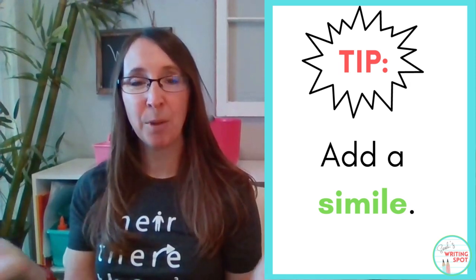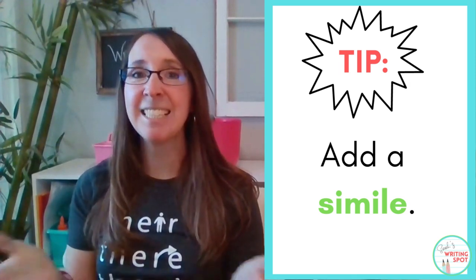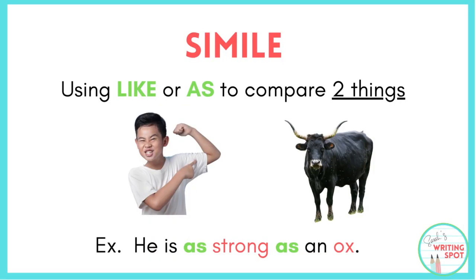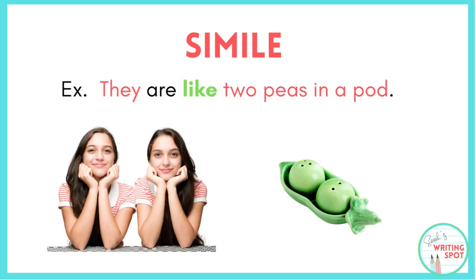In this video, we're going to learn how to add a simile. Have you ever heard of that word before? A simile is when we compare two things using the words like or as. Here's an example. He is as strong as an ox. You're comparing the boy to the ox and using that word as. You can also use the word like.